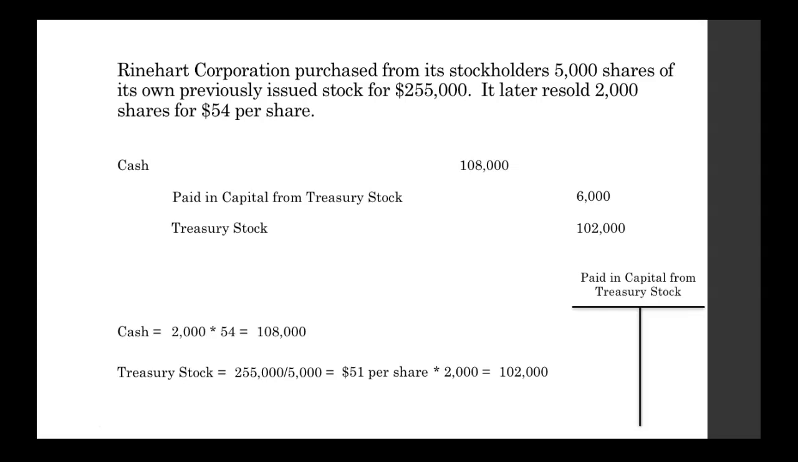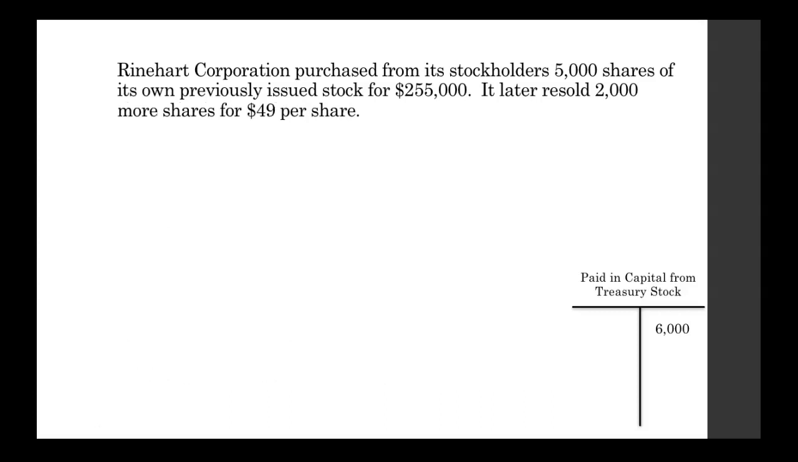Now, when working through a treasury stock problem, we want to keep track of this paid in capital from treasury stock balance. And you'll see why later on in this problem. So we will put that 6,000 over on the credit side in this T account for paid in capital from treasury stock.